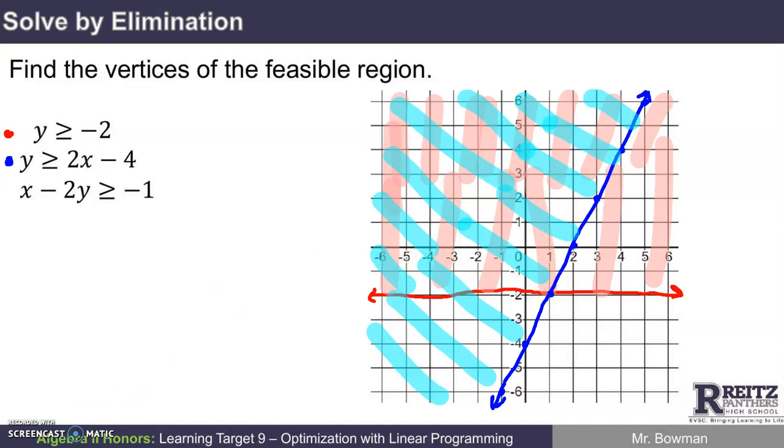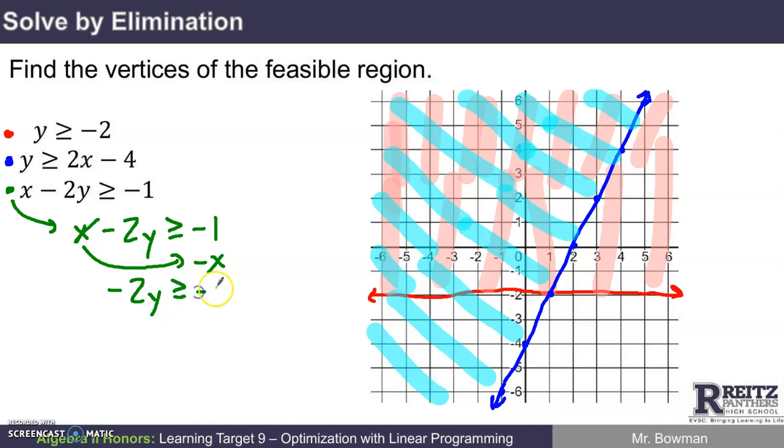So let's do one more. Let's do that last one. And this one, of course, needs a little bit of work to graph. One way you might do that is by solving that thing for y. So if x minus 2y is greater than or equal to negative 1, if I take this x and make it a negative x over here, I've got negative 2y is greater than or equal to negative x minus 1.